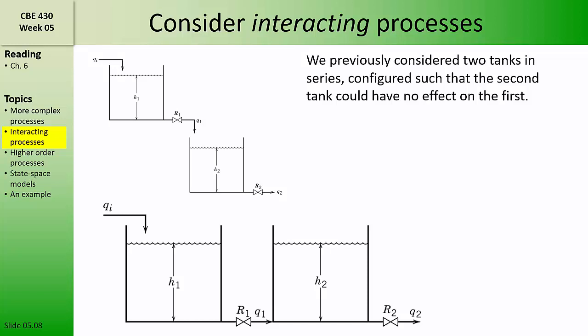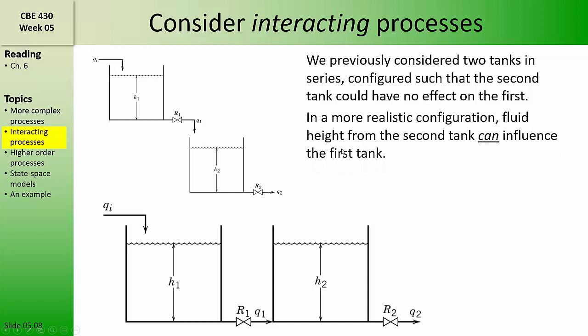Back in Chapter 2, when deriving transfer functions from models for physical processes, we considered two tanks in series that both had gravity-driven flow out of the tank, such that the first tank drained into the second tank, but the behavior of the first tank was decoupled from the behavior of the second tank based on the configuration.